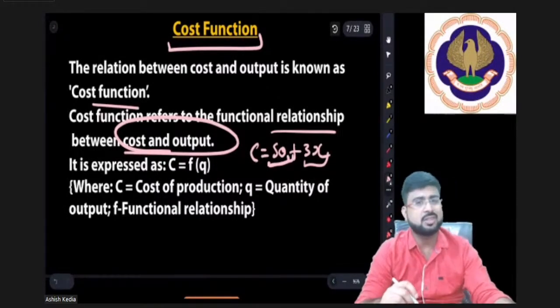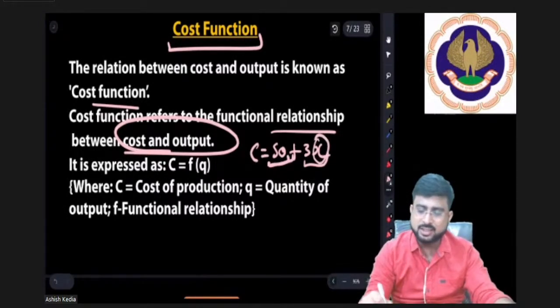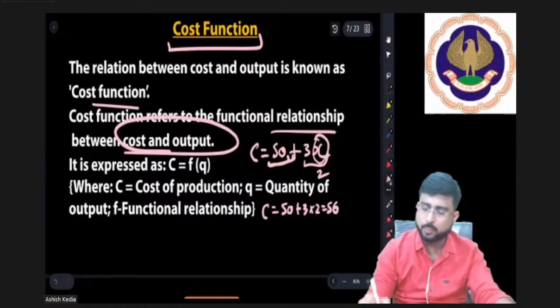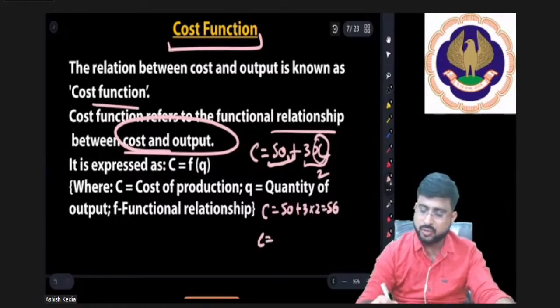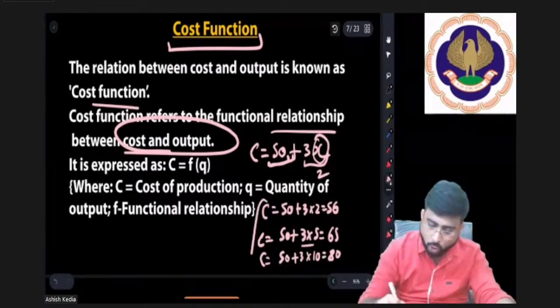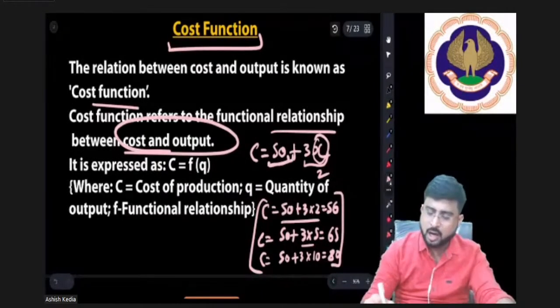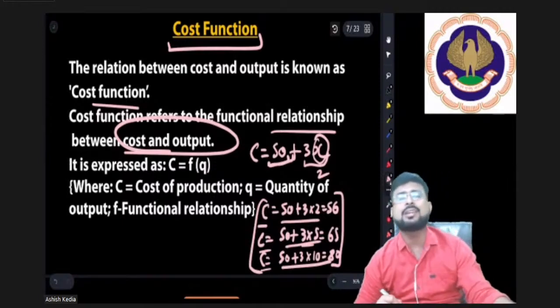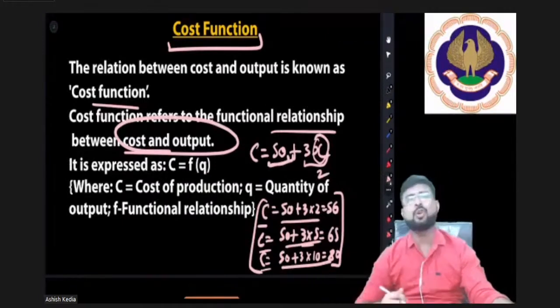But you see 3x. What does it mean, sir? It means x represents the output. So if you produce 2 units, the cost will be 50 plus 3 into 2, that is 56 rupees. If you produce 5 units, then the cost will be 50 plus 3 into 5, that is 65 rupees. If you produce 10 units, the cost will be 50 plus 3 into 10, 80 rupees. This is cost function. Here you can see output and cost are related. Until and unless you know the output units, you can't calculate the cost.